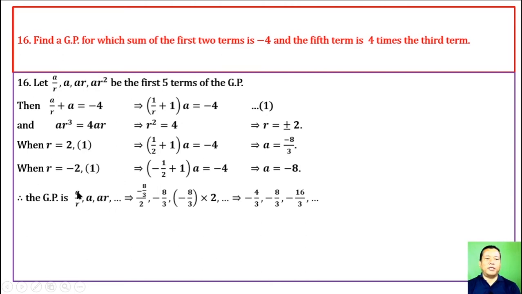That is, a is minus 8 by 3, so minus 4 by 3, minus 8 by 3, minus 16 by 3, and so on. Or minus 8 by minus 2, minus 8, minus 8 into minus 2, that is 4, minus 8, 16, and so on.